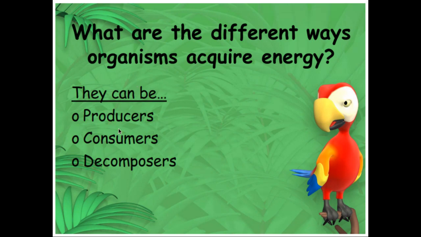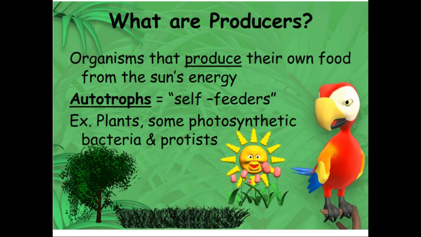Well, we know that organisms can be producers, consumers, or decomposers. For the producers, these are organisms that produce their own food from the sun's energy through the process of photosynthesis. We also call them autotrophs. The auto means self, troph means feeders. So we have self-feeders. So producers and autotrophs, you'll want to know those two terms and know that they mean essentially the same thing. So most of the time when we're looking at producers and autotrophs, we're talking about plants. Sometimes we'll talk about bacteria, and there's other organisms called protists, but in our class, it's pretty much going to be plants that we encounter.